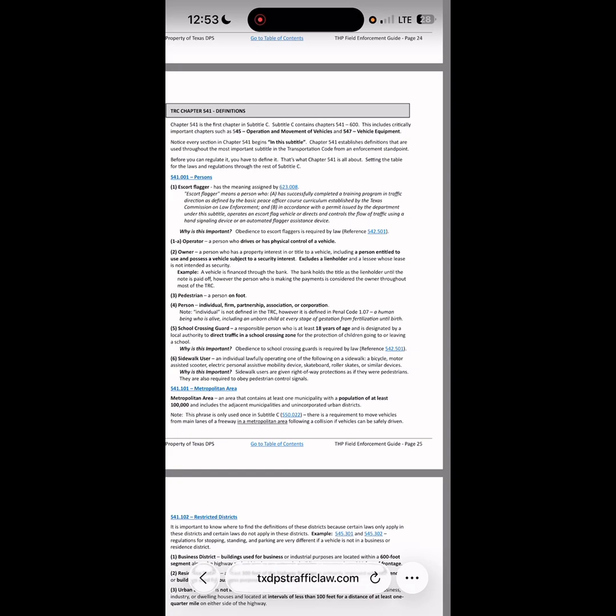542.501. 6. Sidewalk user, an individual lawfully operating one of the following on a sidewalk: a bicycle, motor assisted scooter, electric personal assistive mobility device, skateboard, roller skate, or similar devices. Why is this important? Sidewalk users are given right-of-way protection as if they were pedestrians. They are also required to obey pedestrian control signals.